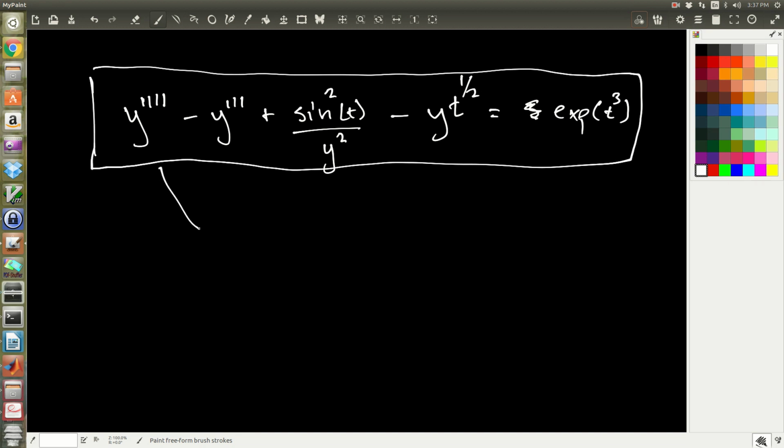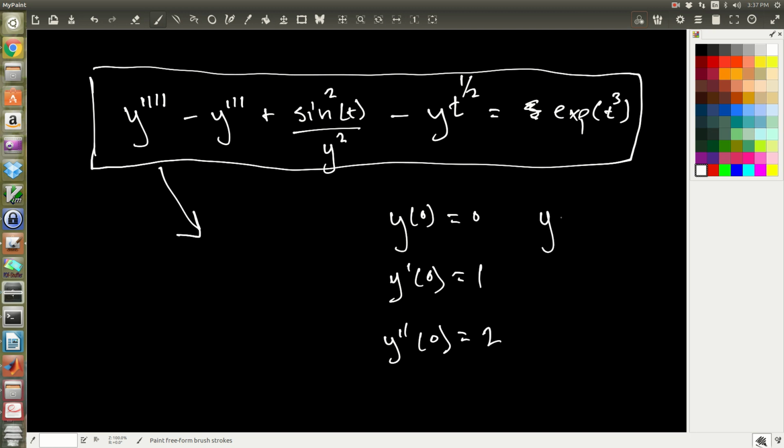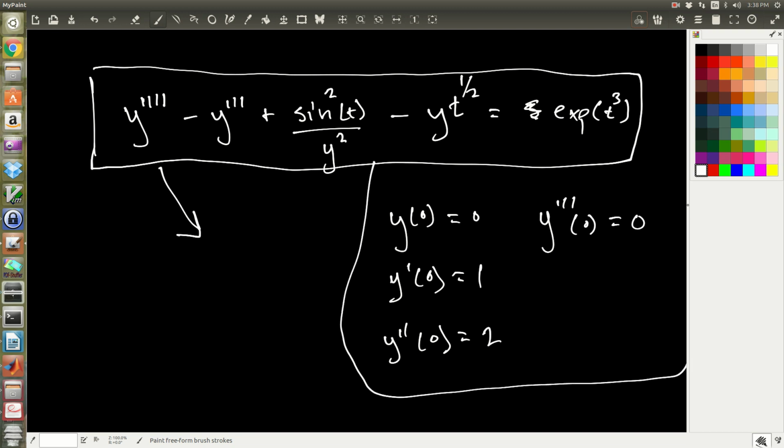Okay, so try it out, do it. This one would also have some auxiliary conditions. It would have y at 0, and I'm just going to plug in some numbers. Y prime at 0 equals 1. Y double prime at 0 equals 2. And y triple prime at 0 equals 0.